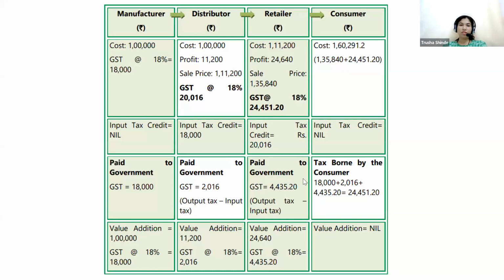Okay, I will just proceed with this. Now the manufacturer has a cost of 100,000 rupees, on which he needs to pay 18% GST, which amounts to rupees 18,000. Now the wholesaler or the distributor: for him, the cost is 1 lakh. He is adding a profit of rupees 11,200. The sale price comes to 111,200. On that, again, the GST has been charged at 18%. It amounts to 20,016.